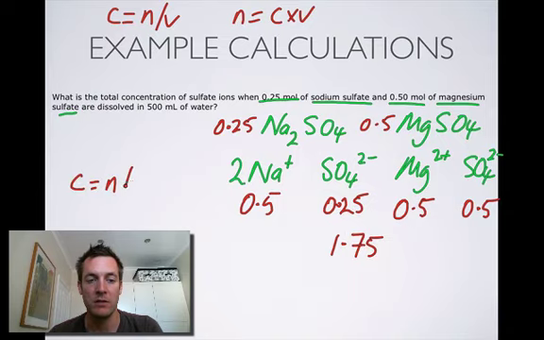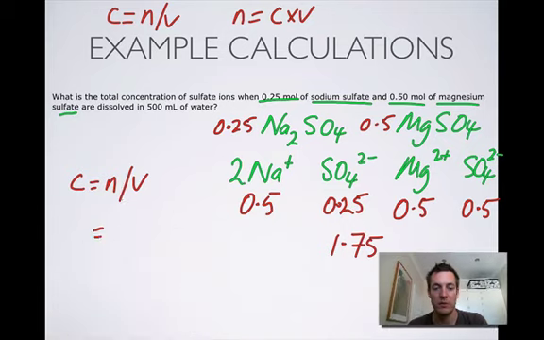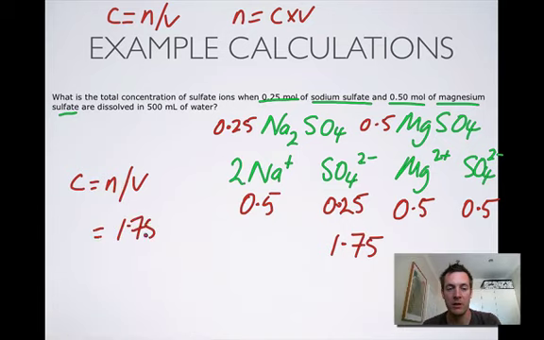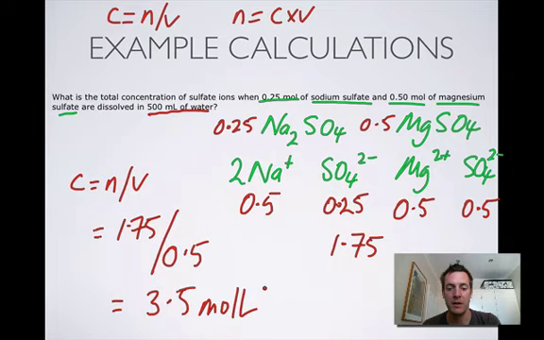And we can go and do our C equals N on V calculation now. C equals N on V, which equals the number of moles, which is 1.75, divided by the volume, which is 0.5 of a litre. Remember, we've got to do this in litres, and there's 500 millilitres. Sorry, there's 1,000 millilitres in a litre. So that's 0.5 of a litre there. And that's simply double 1.75, which is 3.5 moles per litre. Now that problem was fairly straightforward because we're told the number of moles and we're told the volume of the solution.